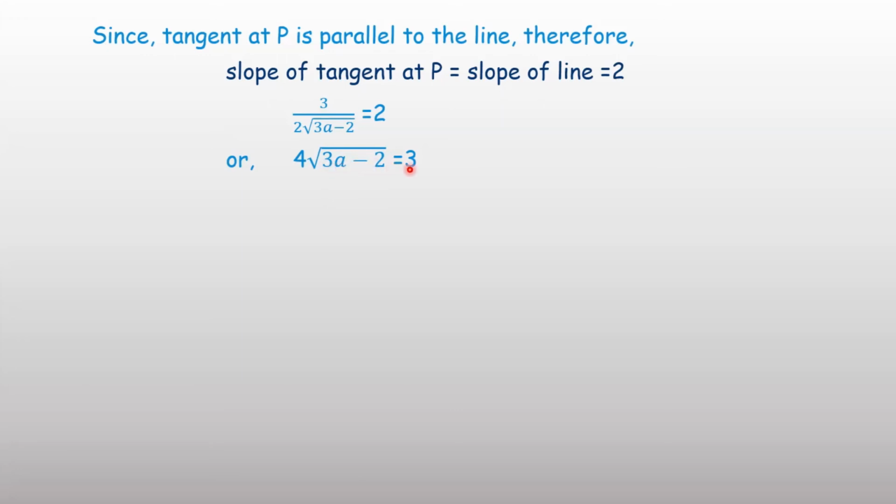4√(3a - 2) = 3. Transfer 4 to the right side and square both sides: 3a - 2 = 9/16. Or 3a = 9/16 + 2, which is 41/16. Or a = 41/48.